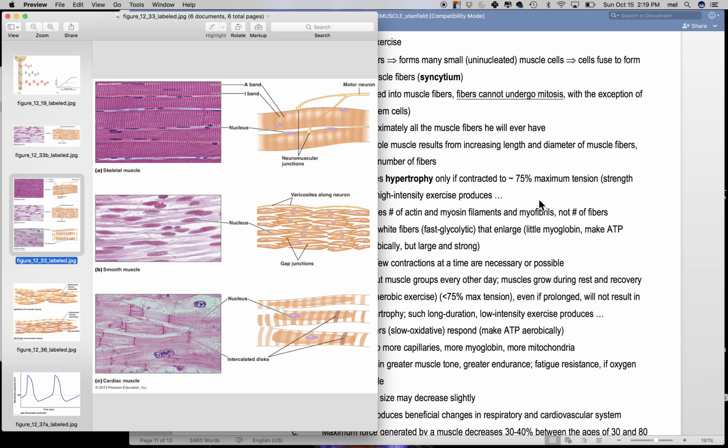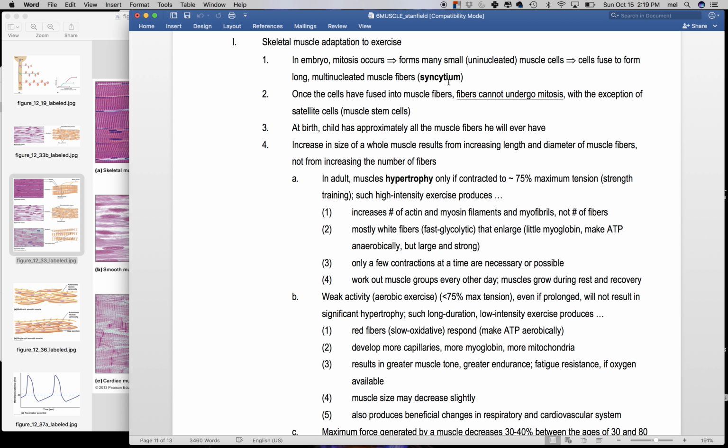And so after they're multinucleated and fused, and the process of fusion is called syncytium, you don't get any more cell division. So the take home message there is that you really don't get any more muscle fibers after embryonic development. So at birth, you're going to have pretty much all the muscle fibers you're ever going to have. Now, there are a few muscle stem cells, but very, very few. You could get very few more muscle cells.